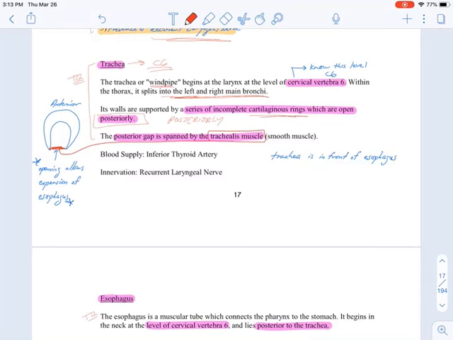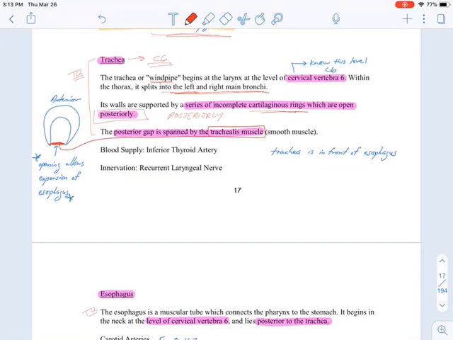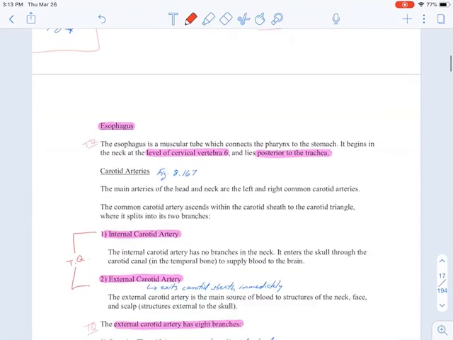And then because they open posteriorly, there is a gap there, which you can kind of see in this picture over here. That gap allows for the expansion of the esophagus, and it is spanned by the trachealis muscle. Trachealis muscle has been a fill in the blank in the past. That's the important stuff about the trachea.